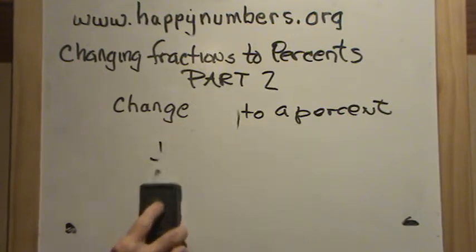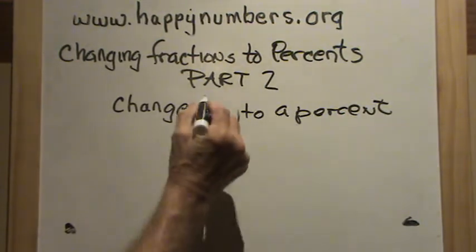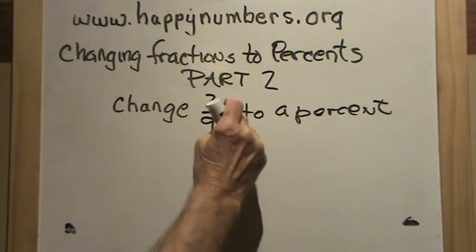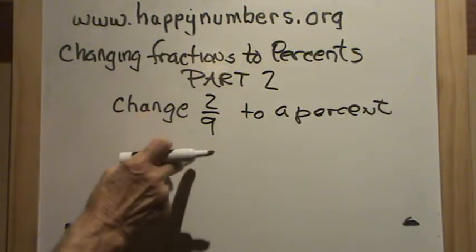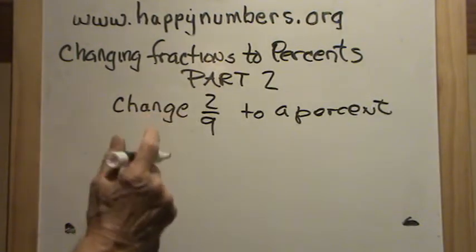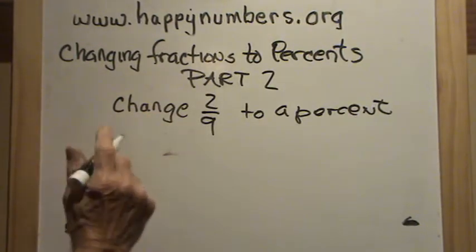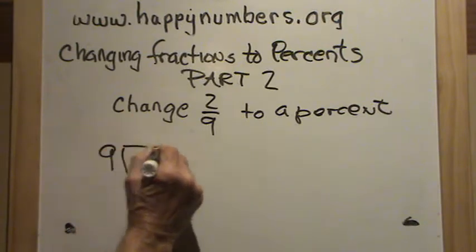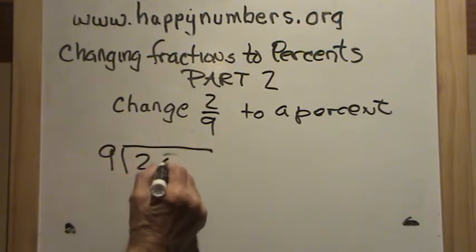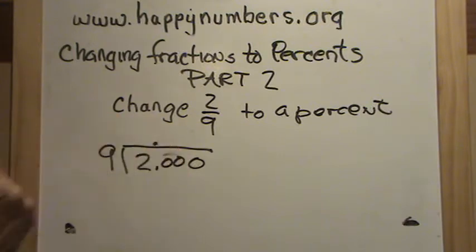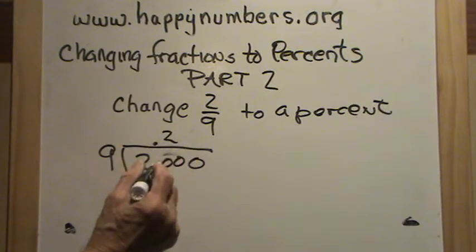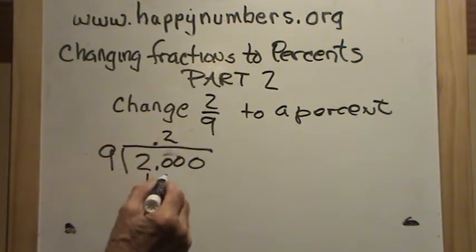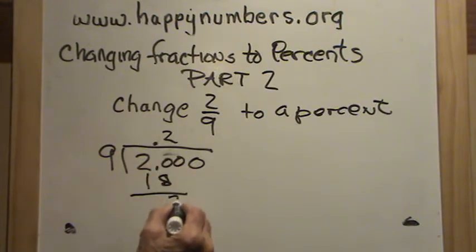So let's take another example here. Let's take 2/9. And we're going to use the division method here, because this means 2 divided by 9. So let's move over here a little bit. Put 9 divided into 2, and we'll have to add some zeros here. Okay, well, 9 will not go into 2, but 9 will go into 20 2 times. 2 times 9 is 18, and I subtract, and I get 2.